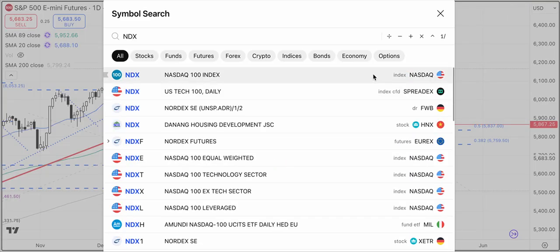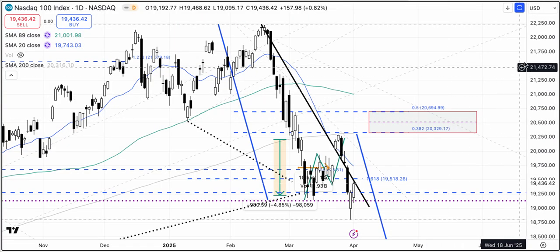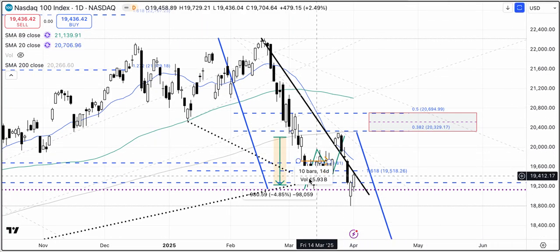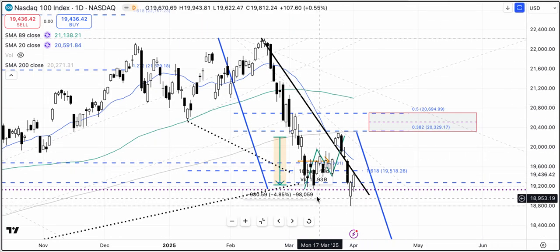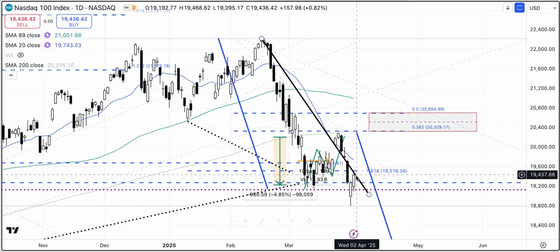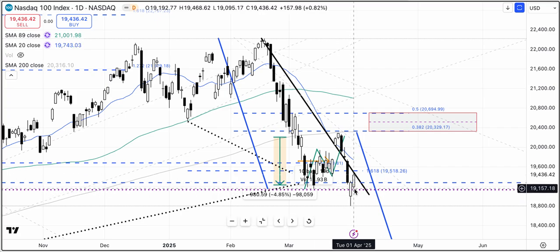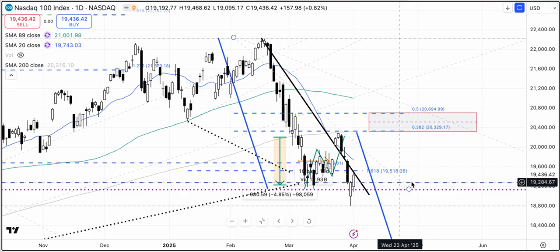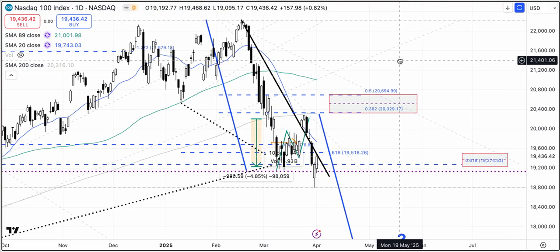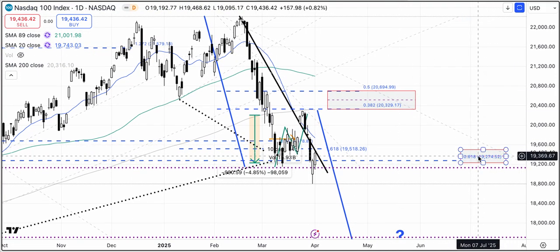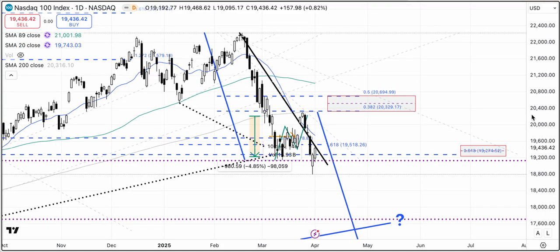Now if we take a look at this on the NASDAQ 100, here again it took out the lows of 13th of March and then closed above them, and then for a second consecutive day we are seeing a positive close, a close above the 61.8% retracement right here. So a key level is still being held.